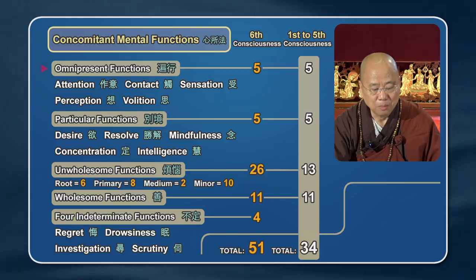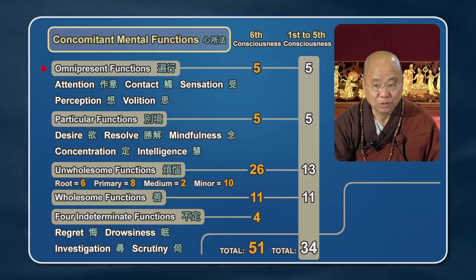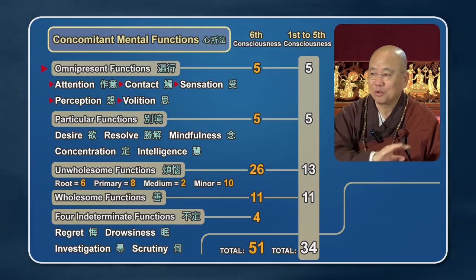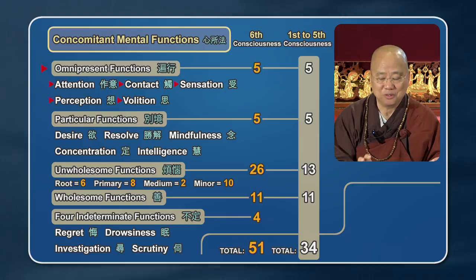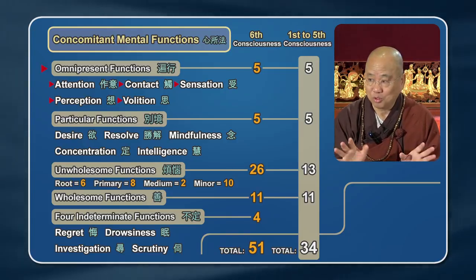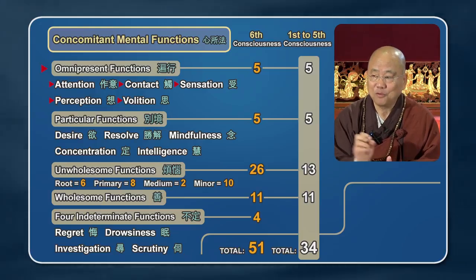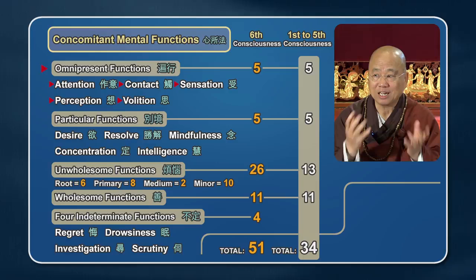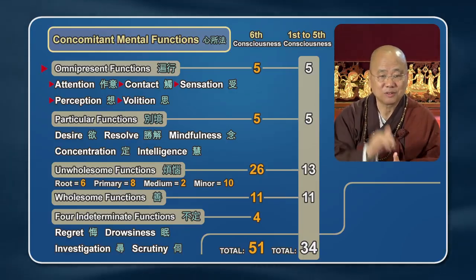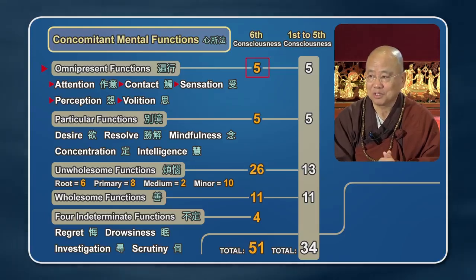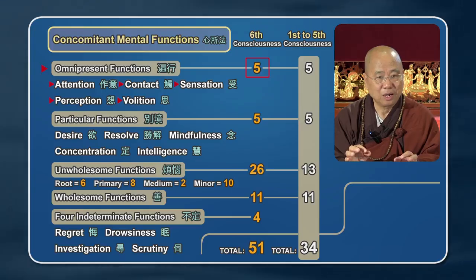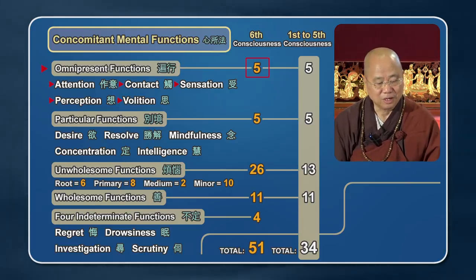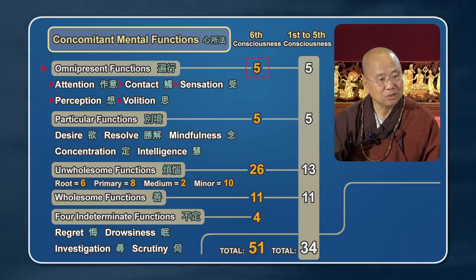Then let's explore this. Omnipresent mental functions, or universal, or always active. The first 5: attention, contact, sensation, perception, and volition. We already have explained all those in detail, what each one means. We're not going to go into detail as to what each one means, but right now we know that the first 5 consciousnesses have these omnipresent, or always active, mental functions. And the 6th, the mano consciousness, also has these 5, because they are universal. Each consciousness, out of the 8, requires these omnipresent mental functions to work. In other words, they require attention, contact, sensation, perception, and volition.